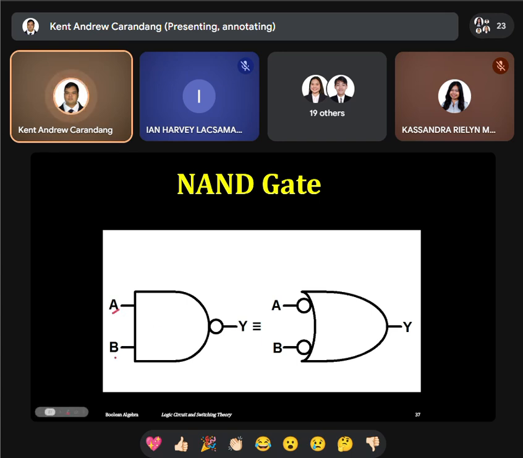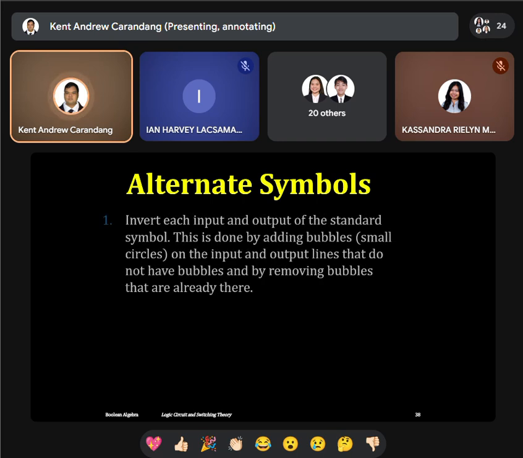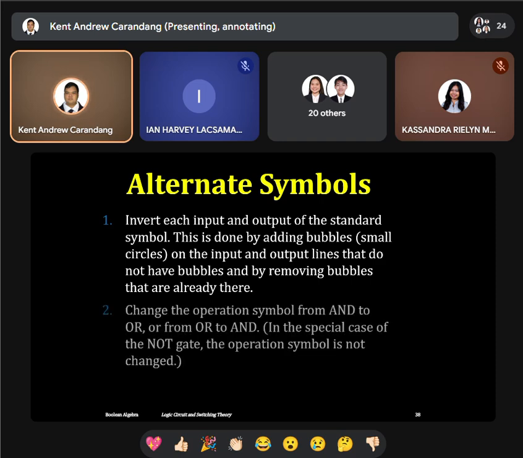So, A and B input, and the output has the bubble. So, this is a NAND gate. It's just the equivalent of the OR gate with the bubble on both of the inputs. So, NAND gate, alternative symbol. I will not read this further, it's just a representation.